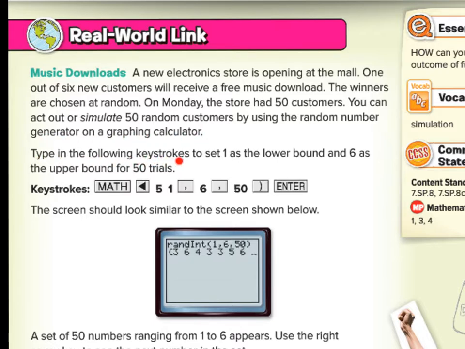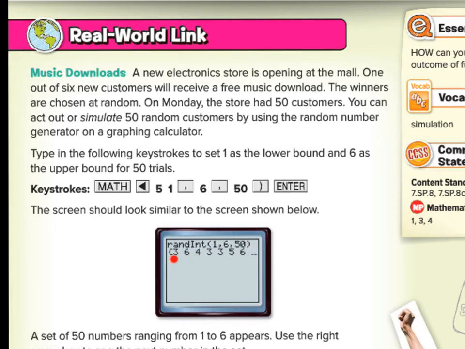Type in the following keystrokes to set 1 as the lower bound and 6 as the upper bound for 50 trials. So here are the keystrokes. We have the left arrow, 5, 1, 6, 50, parentheses, and you hit enter. The screen should look similar to the screen shown below. So at random intervals, we have 1, 6, 50. And when you hit enter, you get all of these numbers from 1 to 6, randomly, 50 of them.